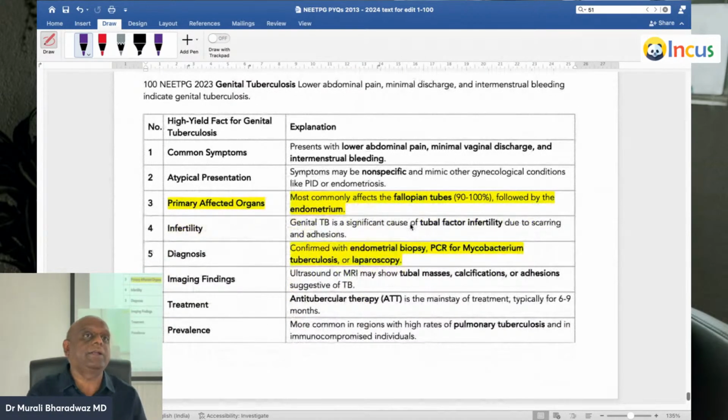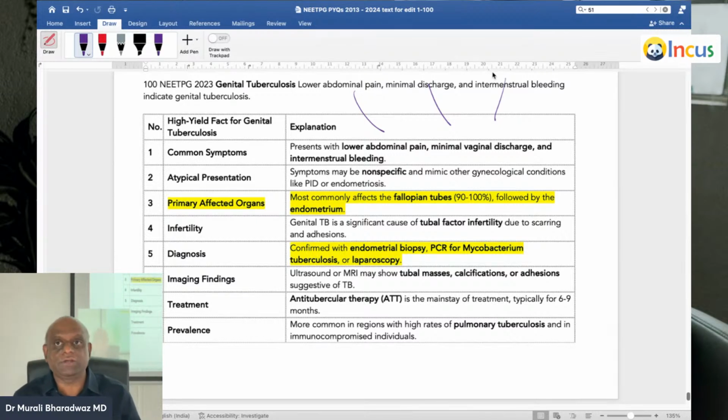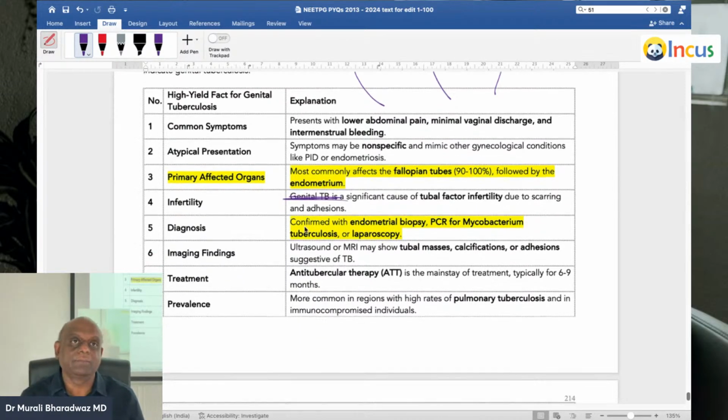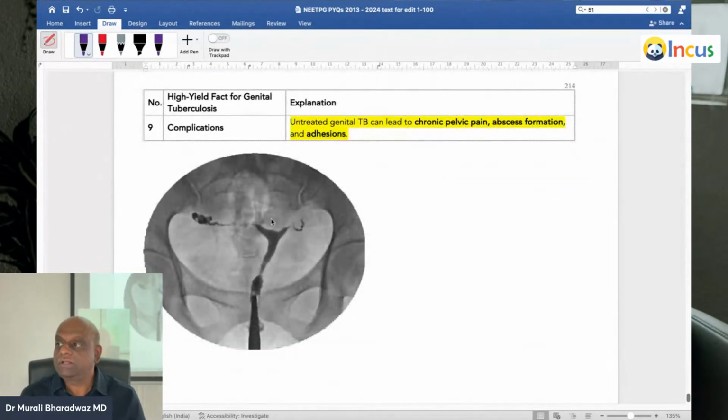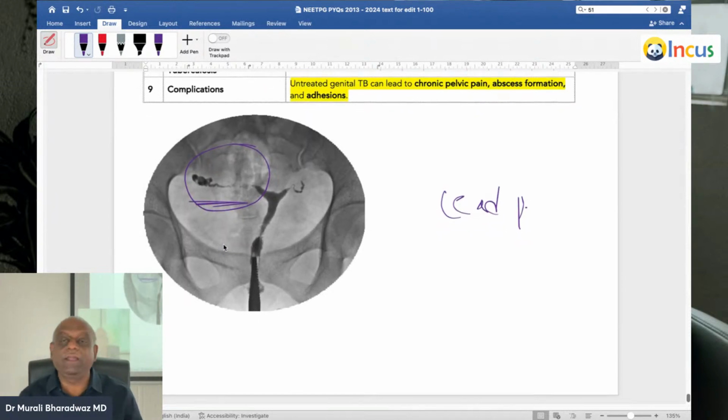Now coming to genital tuberculosis. How does it present? Lower abdominal pain, minimal discharge, intermenstrual bleeding is the presentation. The most common location of the genitourinary system to get involved in TB is the fallopian tubes, followed by the endometrium. Now, doctor, you can see this is called lead pipe appearance. Lead pipe appearance of the fallopian tube if you do hysterosalpingography in case of genital tuberculosis.